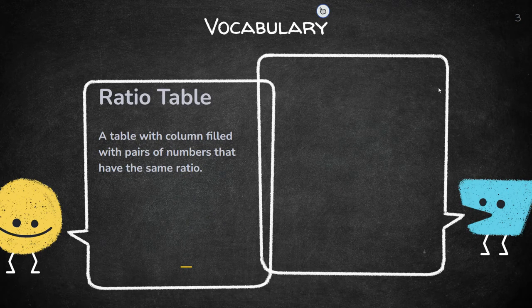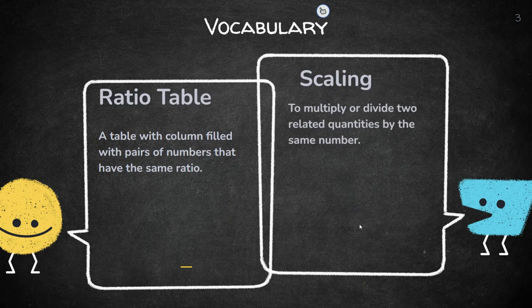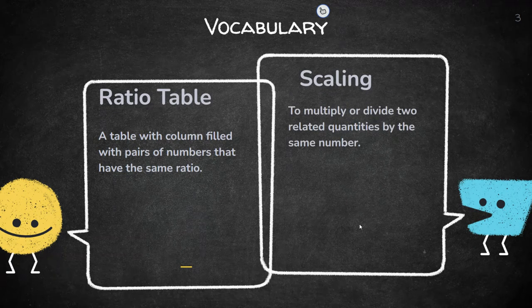Okay? Our second word is scaling. And scaling is to multiply or divide 2 related quantities by the same number. So when we simplify, we're actually scaling. When we simplify a ratio, we are scaling it by dividing both the numbers, if they look like a fraction, the top number and bottom number, we're dividing by the same thing, right? That is scaling. You can also multiply to scale as well.